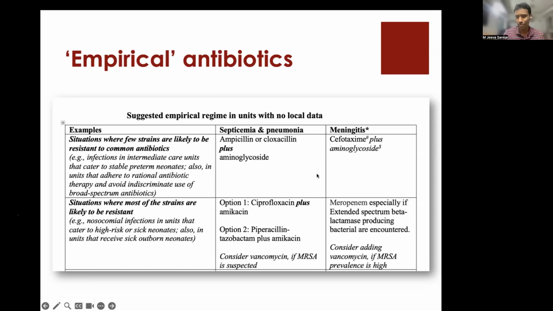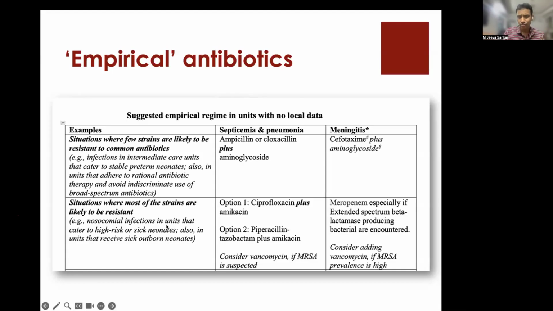This is based on WHO and high-income country guidelines. But these are situations in which the risk is likely to be low, for example a level 2 unit that caters only to stable neonates, where there is no indiscriminate use of antibiotics. In that case, ampicillin or cloxacillin plus an aminoglycoside, gentamicin, might be helpful. If it's meningitis, then you go for cefotaxime plus an aminoglycoside.